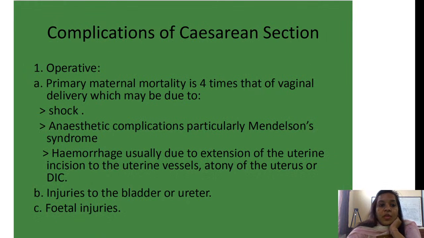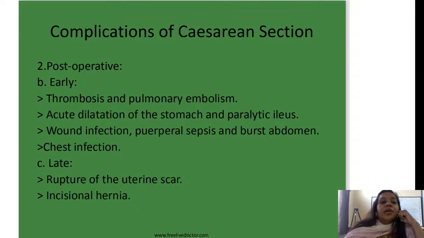What are the complications of C-sections? Operative complications. Primary maternal mortality is 4 times that of vaginal delivery, which may be due to shock, anesthetic complications, particularly Mendelson syndrome. Hemorrhage, usually due to extension of the uterine incision to the uterine vessels, atony of uterus or DIC. Injuries to the bladder or ureter, fetal injuries.